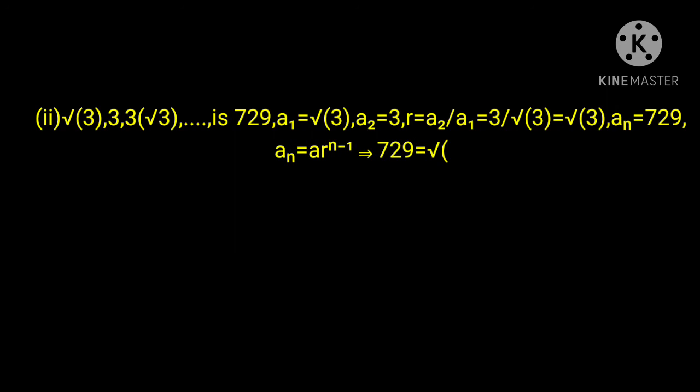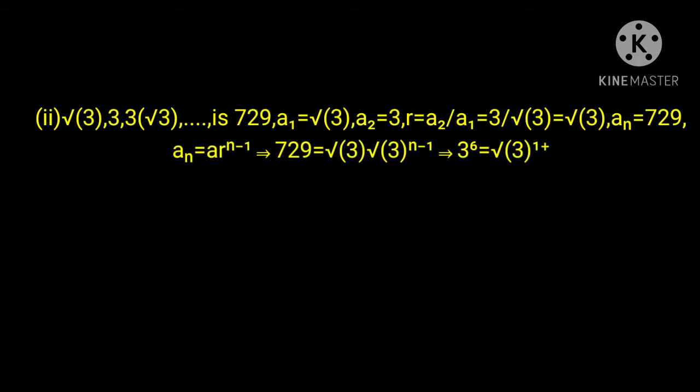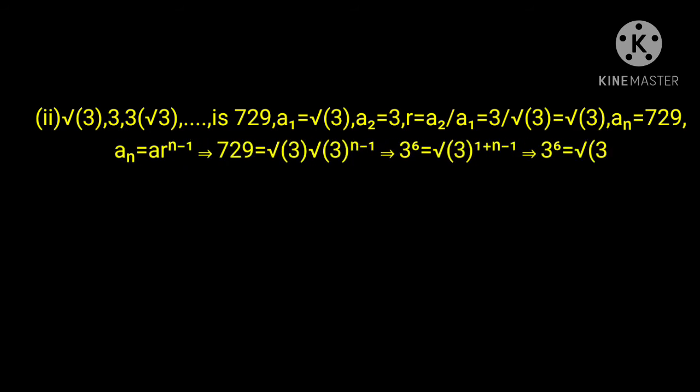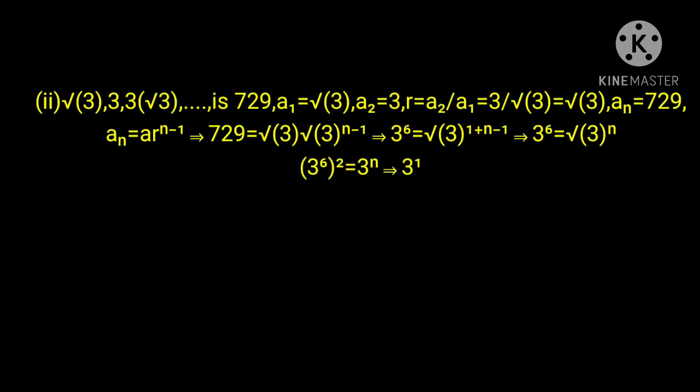Formula: an is equal to a r power n minus 1. Already an is given, that is 729 is equal to a is root 3 and r is root 3 whole power n minus 1. 729 can be written as 3 power 6 is equal to root 3 whole power 1 plus n minus 1. Bases are equal, indices must be added, plus 1 minus 1 gets cancelled, 3 power 6 is equal to root 3 power n.